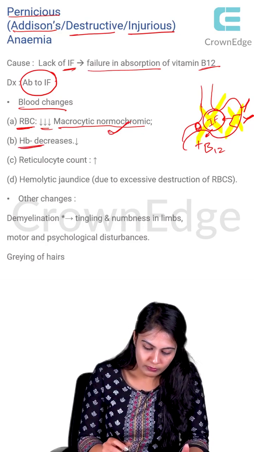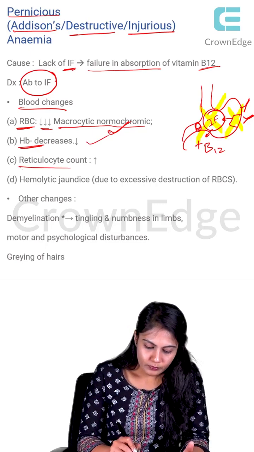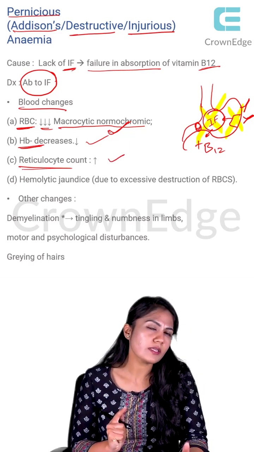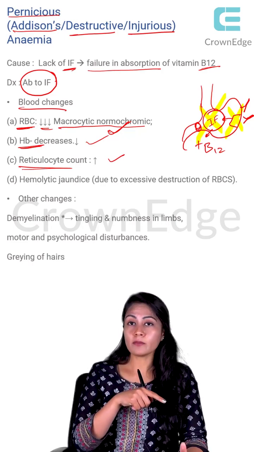The hemoglobin will be reduced. Again, the anemia is there, right? And the reticulocytes will be increased. Why are the reticulocytes increased? What is this reticulocyte? This reticulocyte is a precursor of the RBC, right?